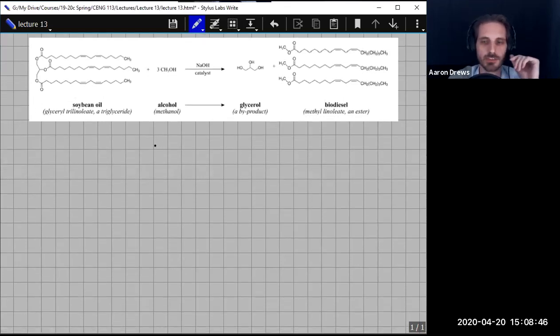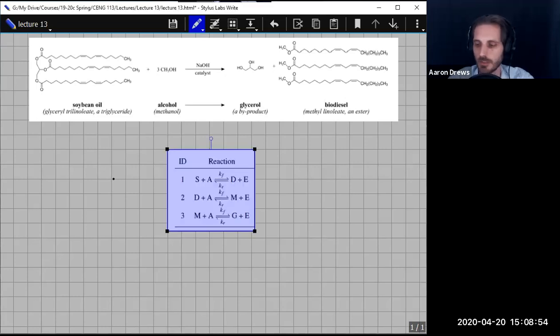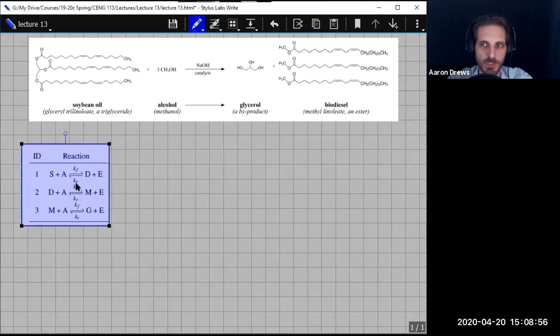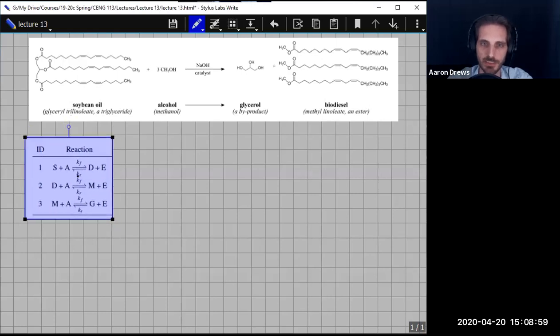I will note, let's actually put the reaction components in here. So let me take a quick screenshot of this and throw it in there. There's our reactions. So there's actually 6 components in here, even though the overall reaction only shows 4, right? The overall shows soybean oil, alcohol, glycerol, and biodiesel. But there are these intermediates, the D here and the soybean oil, triglyceride.